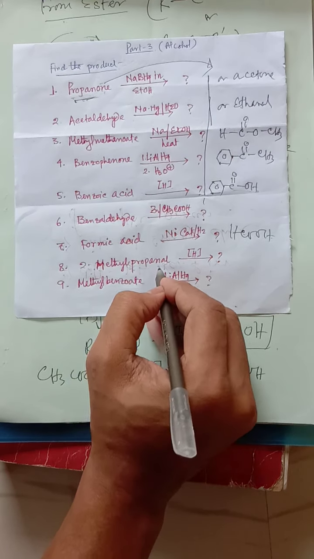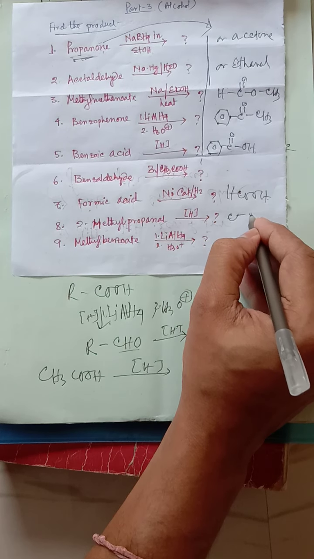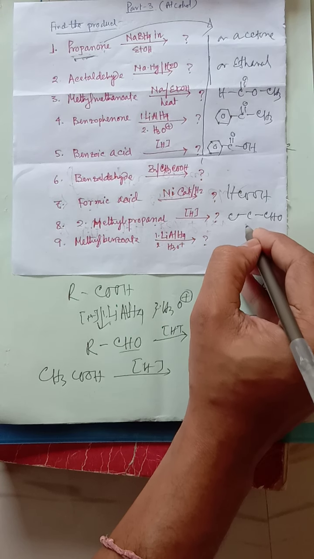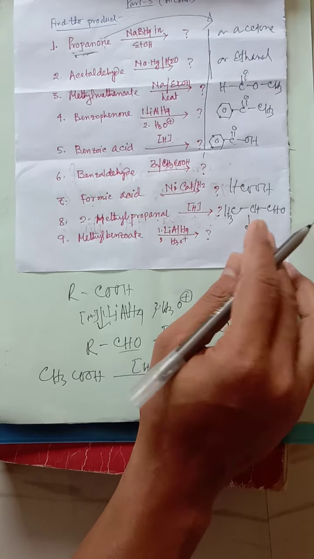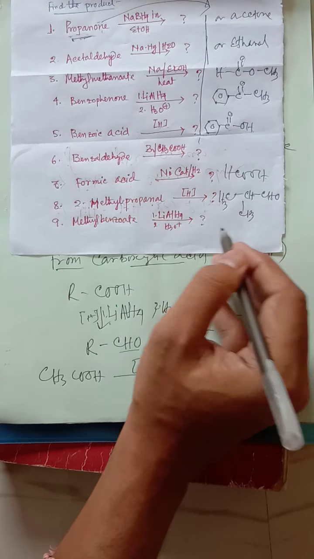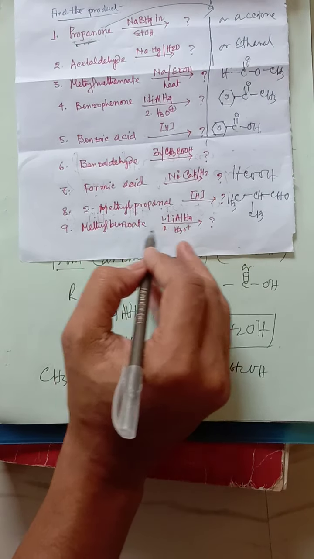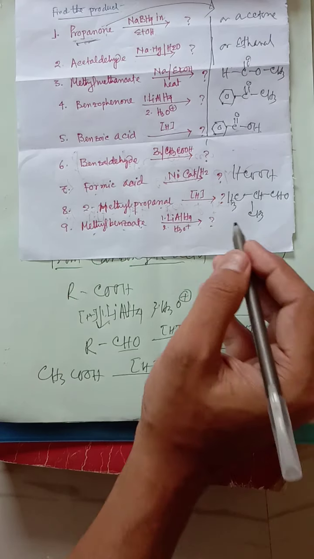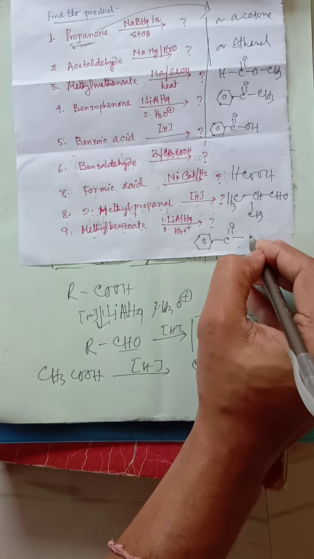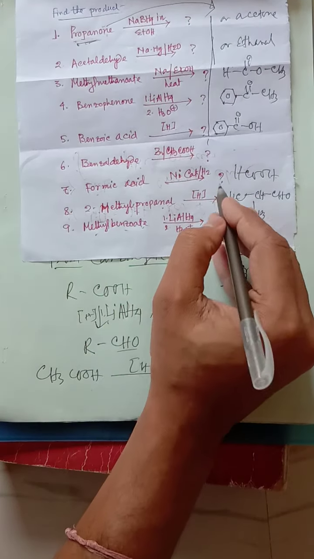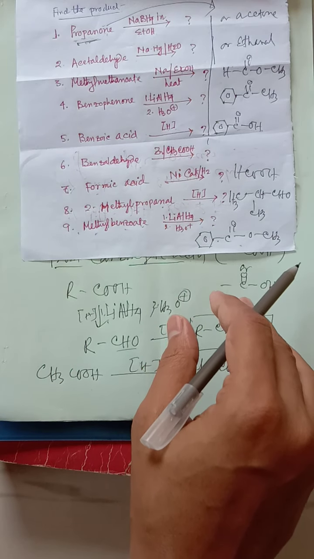2-methyl propanol, that means CHO, CH3 will be there, CH3, it is H, so it is 2-methyl propanol. Next it is methyl benzoate. You can find it out this way, you can write this way. So I have given the initial product structure also. I think we can easily find out the product.